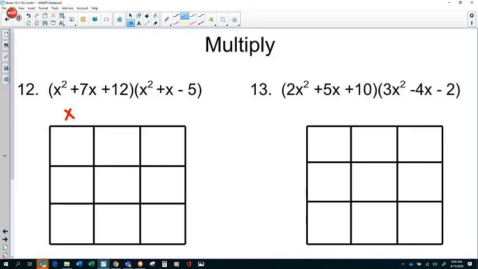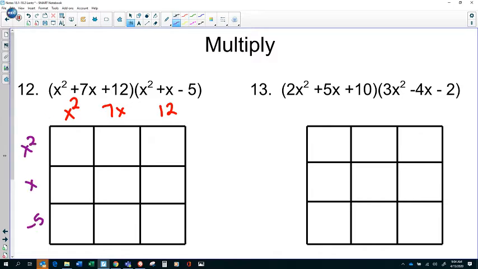All right? So I've got my x squared, my first trinomial. Again, this is 3 monomials stuck together, separated by a plus or a minus sign. Not talking a negative sign, but adding or subtracting together. This has 3 terms in it. This has 3 terms in it. Therefore, it's a trinomial times a trinomial. Got a positive 7x, a positive 12. This one down here, I've got an x squared, I've got a positive x, and I've got a negative 5.